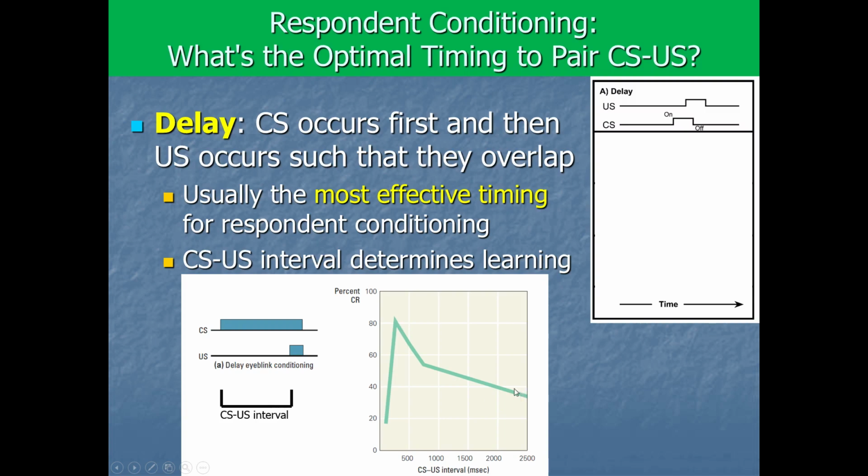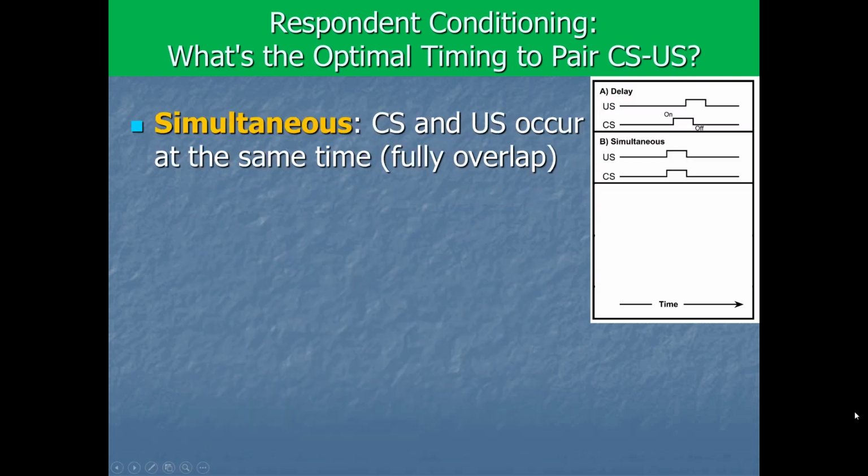But if the CS, the warning, shows up and then there's a 2.5 second delay, a 2,500 millisecond delay, the rabbit isn't going to respond to the CS nearly as much, so the learning is weaker. So while delay conditioning is definitely the best kind of timing to use, the amount of the delay also does matter. And of course, for different species and different situations, you just have to test empirically to find what that sweet spot is where you get the maximum learning.